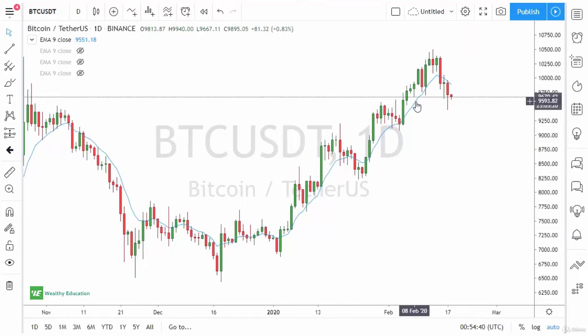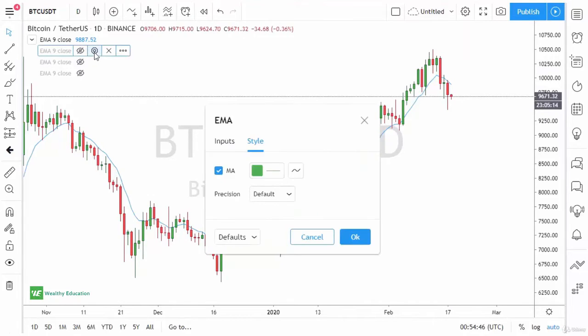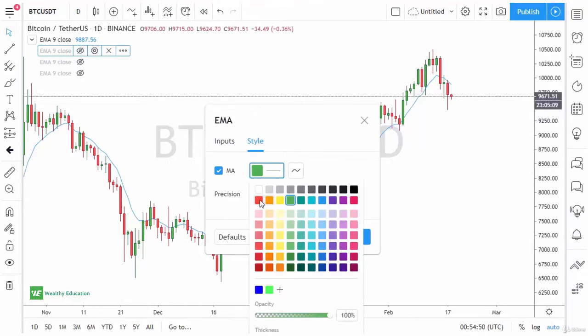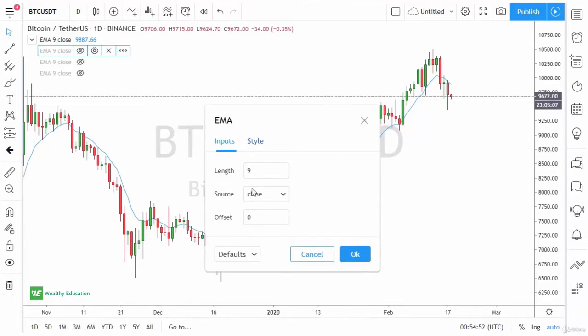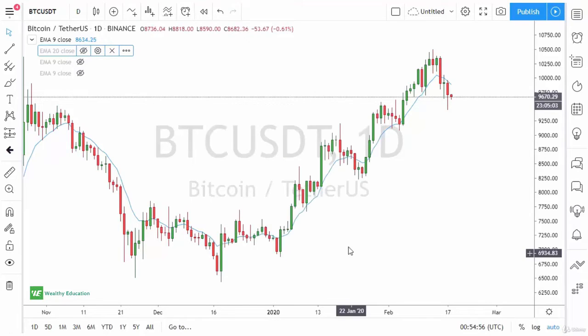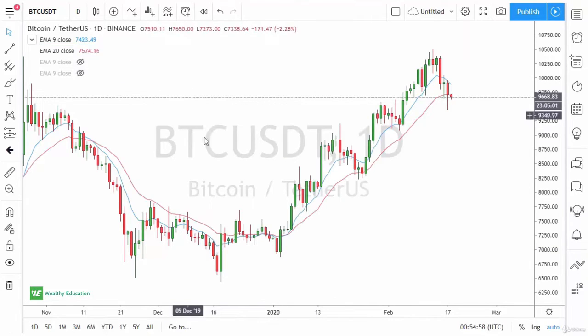You can also put other moving averages on. So, for example, let's go to this next one. Click Settings. Change the color to red, make it a little bit easier to see. Inputs will change to 20. So this would measure the last 20 candlesticks. It's a little slower, and therefore it gives you a little bit of a longer term outlook.